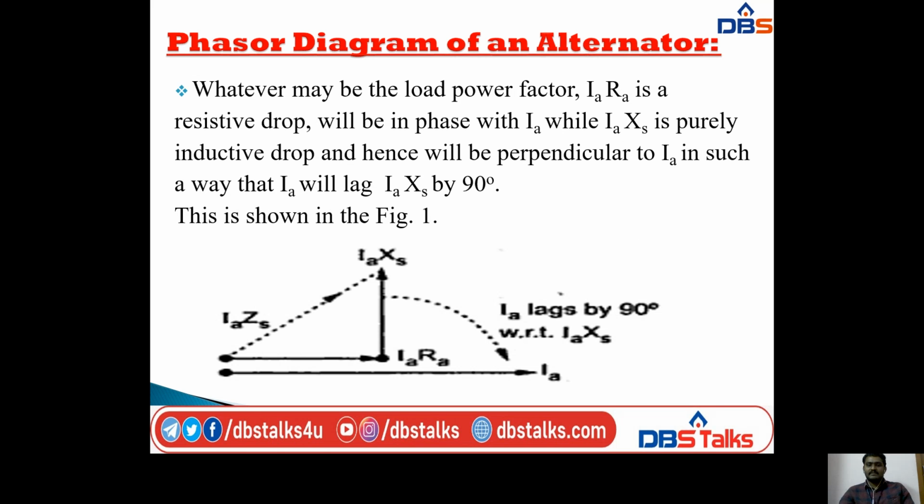Whatever the load power factor may be, whether unity, lagging or leading, IA RA is a resistive drop and will be in phase with IA. I already discussed this in the previous slides. While IA XS is a purely inductive drop, and hence will be perpendicular to IA in such a way that IA lags IA XS by 90 degrees.